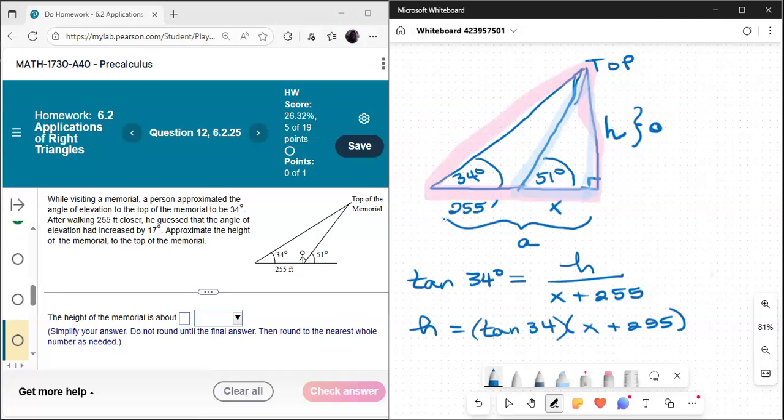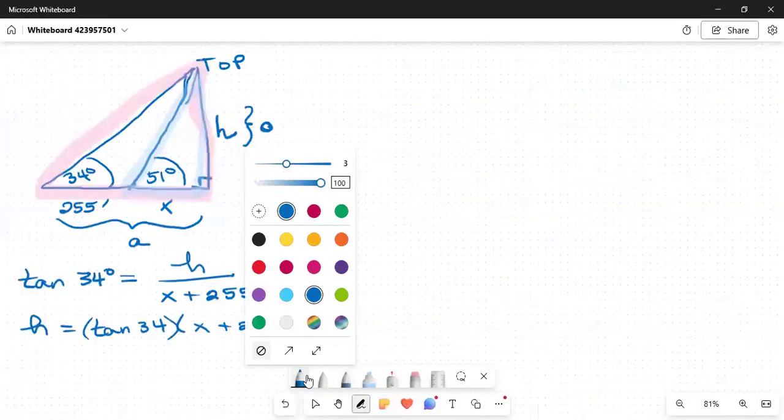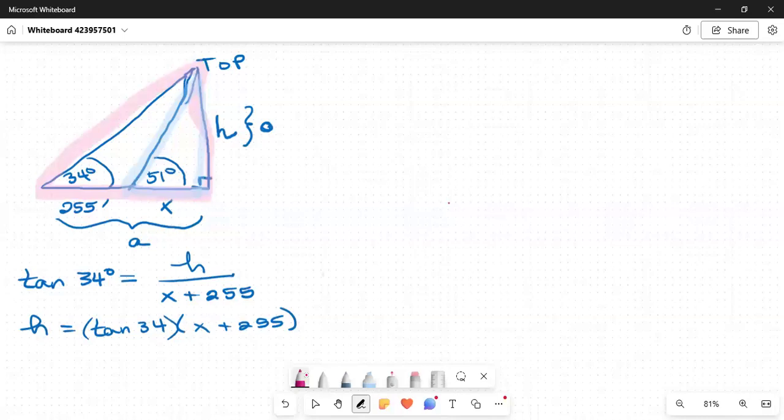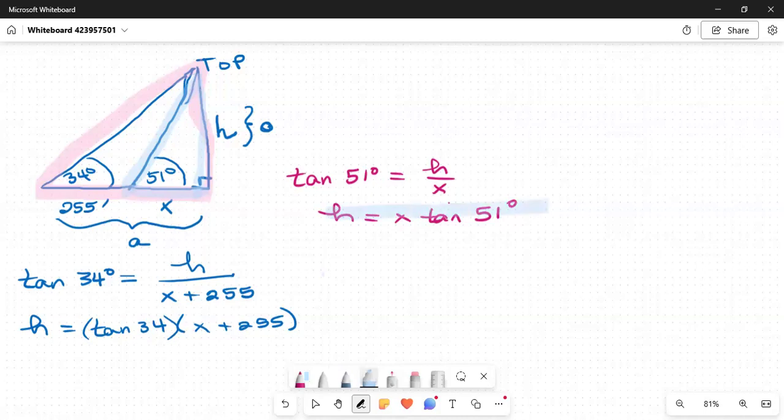Now let's get the other triangle, the blue triangle. Tangent of 51 degrees is equal to H over X. If we solve for H, we get X times the tangent of 51 degrees. Now that we have solved for H, we can set the equations equal to each other to solve for X.